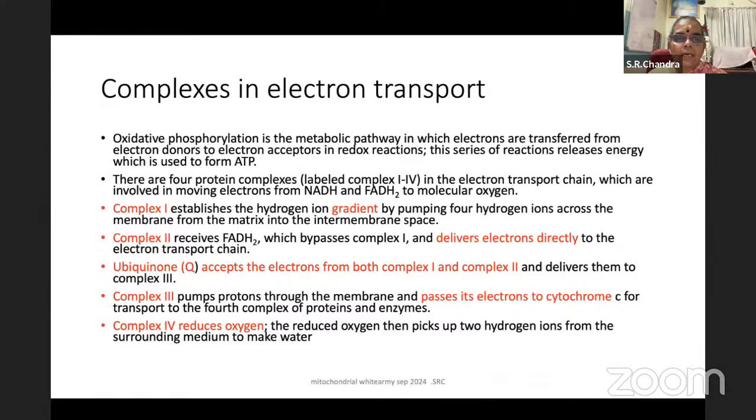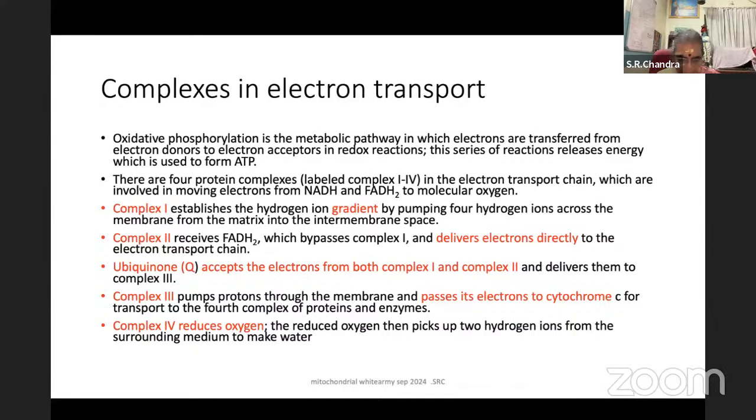Complex 1 establishes the hydrogen ion gradient by pumping 4 hydrogen ions across the membrane from the matrix into the intermembrane space. We saw the outer membrane, intermembrane space, and the inner membrane. So the intermembrane space is between the outer membrane and the inner membrane. Complex 2 receives the FADH2, which bypasses complex 1 and delivers electrons directly to the electron transport chain. Then ubiquinone accepts the electrons from both complex 1 and 2 and delivers them to complex 3.